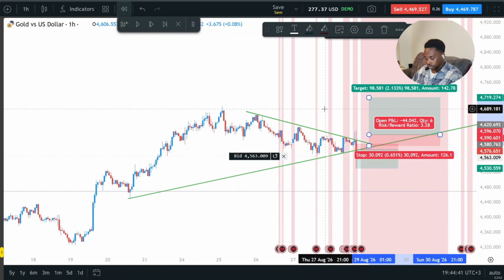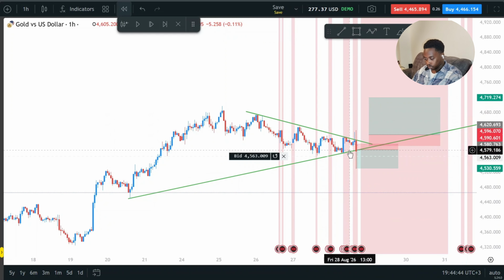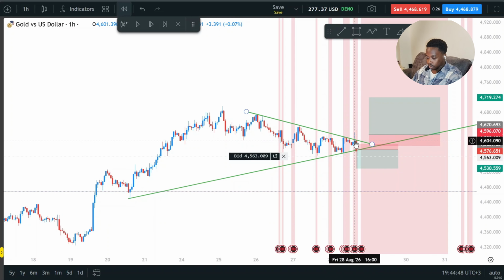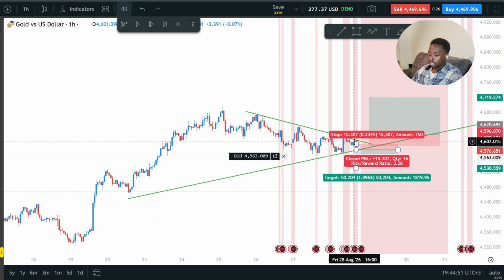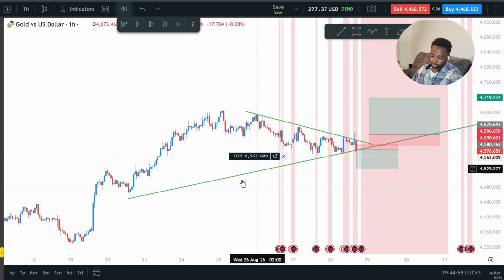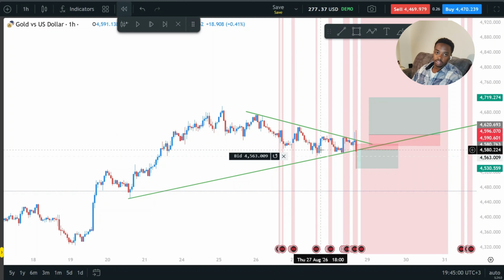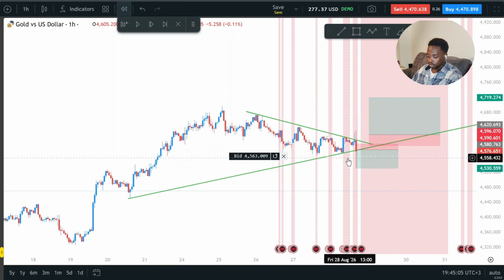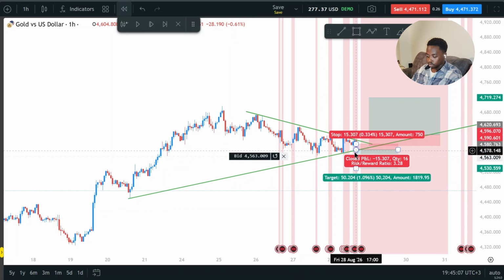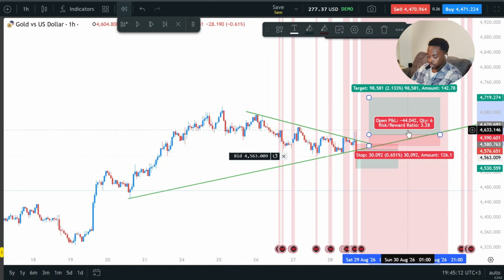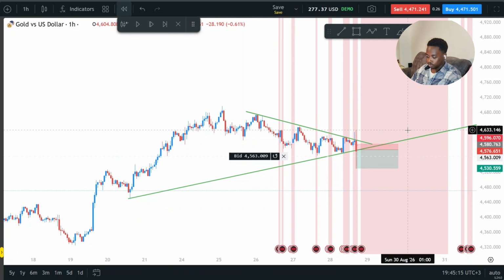You can see what exactly happened. The price ended up forming an evening star right here, which is a major reversal candlestick, and the next candle engulfed the evening star plus all the others behind it, ending up closing below the trend line right here. Okay, and that was our signal that it's going bearish and we need to enter the trade.